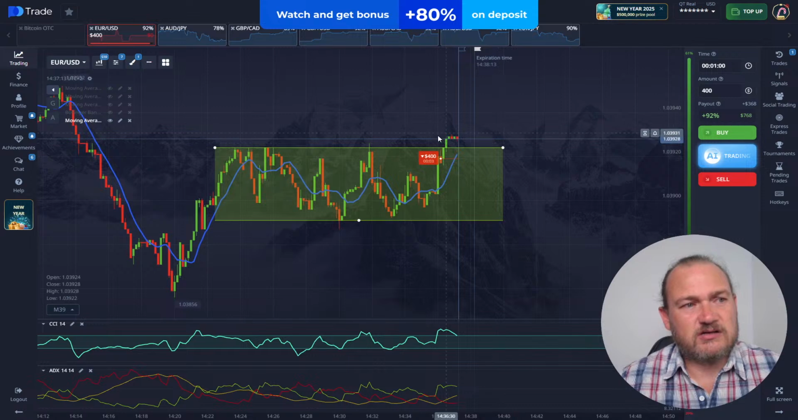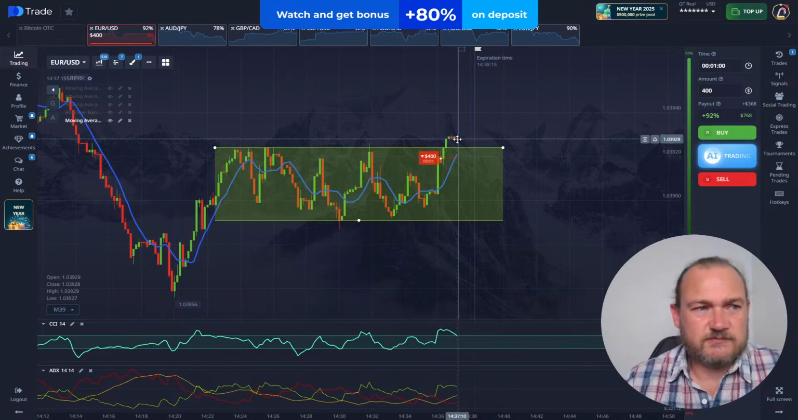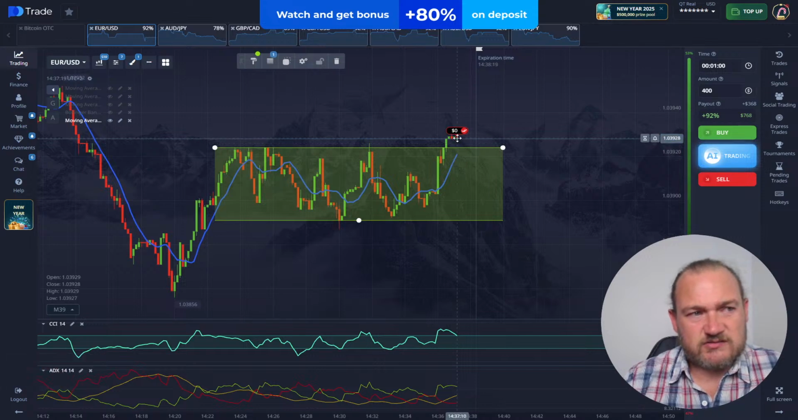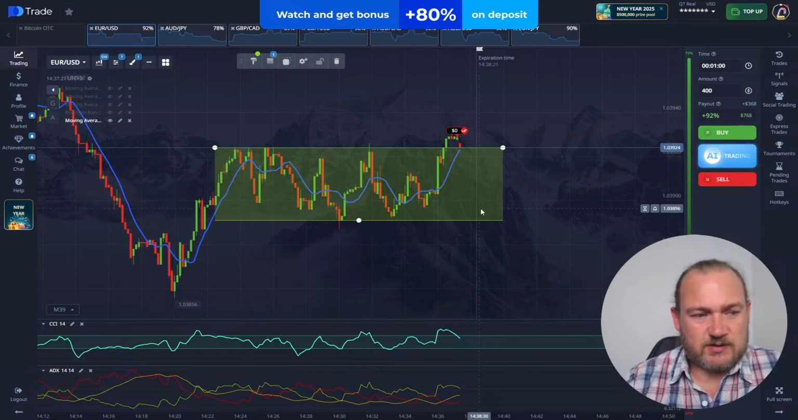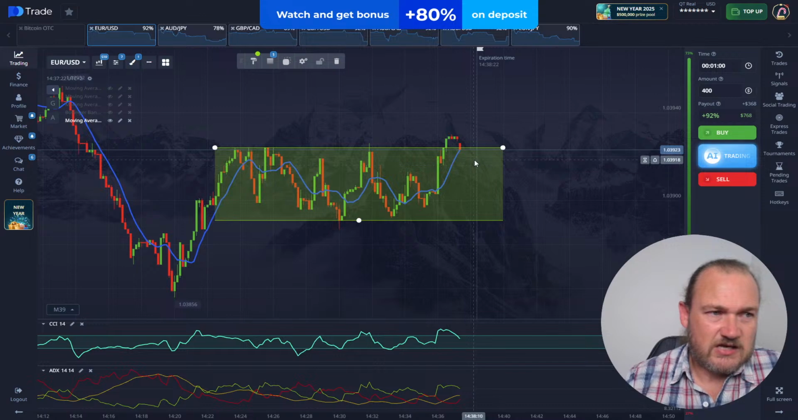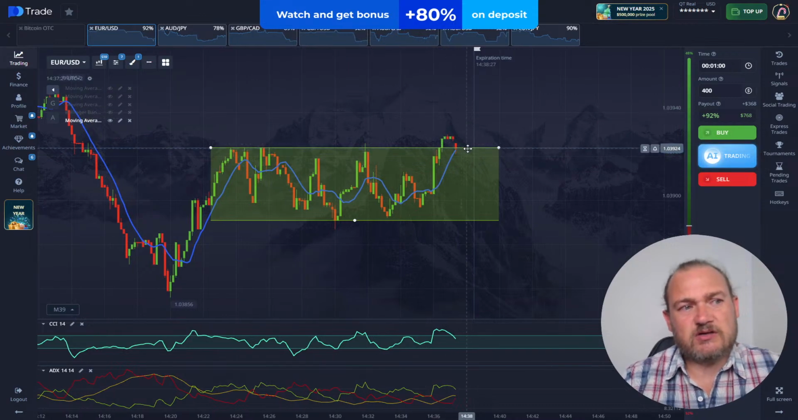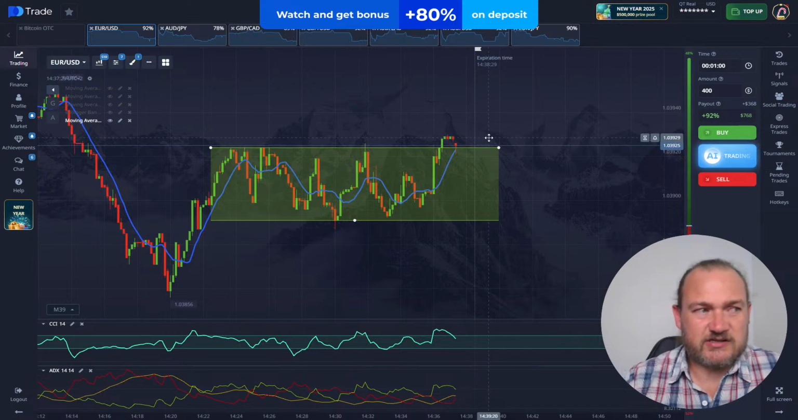So what we're going to do now is, price has broken through this area. We're going to see now if it continues. Sometimes it'll just come back all the way down. If it does continue upwards, we can then assume that we are establishing a new trend.